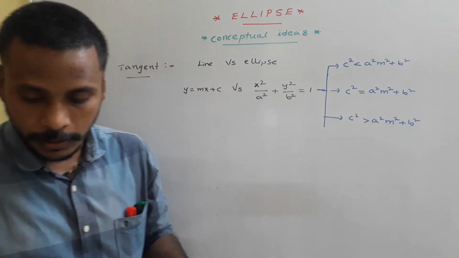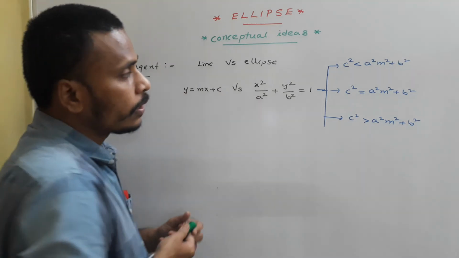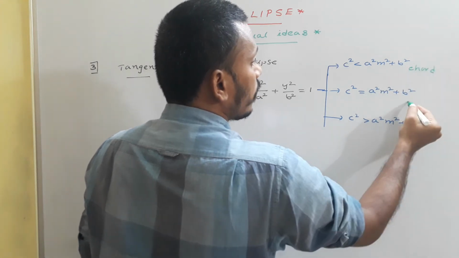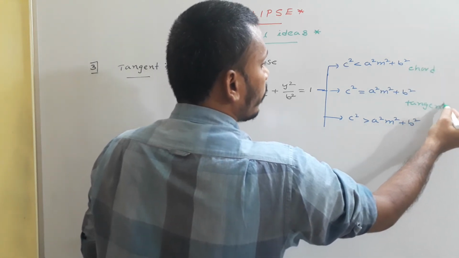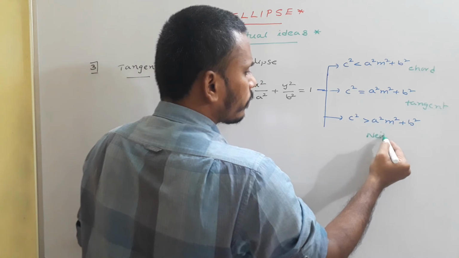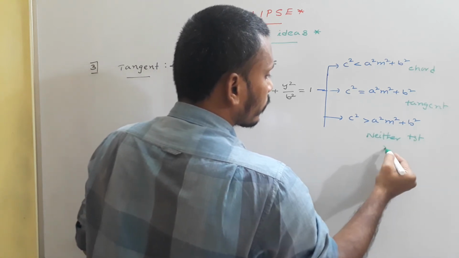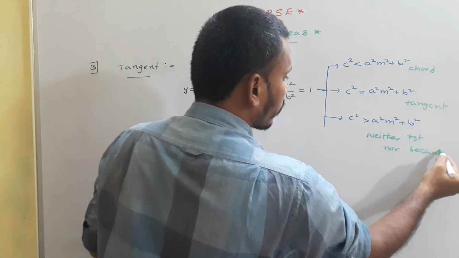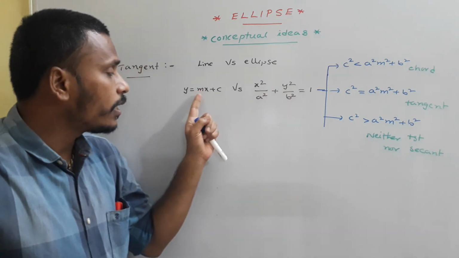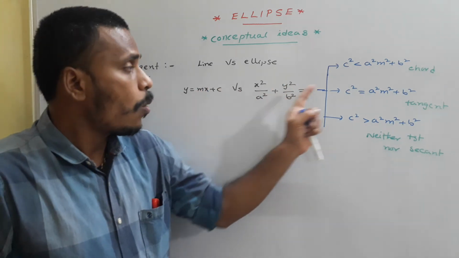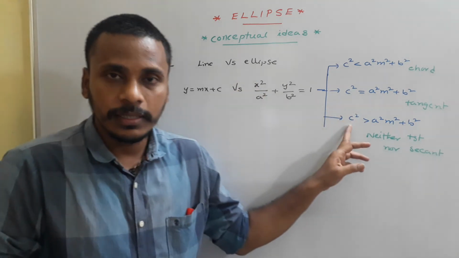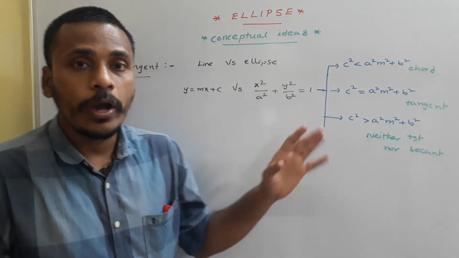So if c square is lesser, then it in turn represents that the line is just like a chord of the ellipse, whereas if it is equal, then it will become a tangent of the ellipse, and in this case, see, it is neither tangent nor secant, okay? What it means? In the first case, if c square is less than a square m square plus b square, these two have two intersection points, whereas in the second case, the line and ellipse have only one intersection point, whereas in the third case, this line and the ellipse have no intersection points.